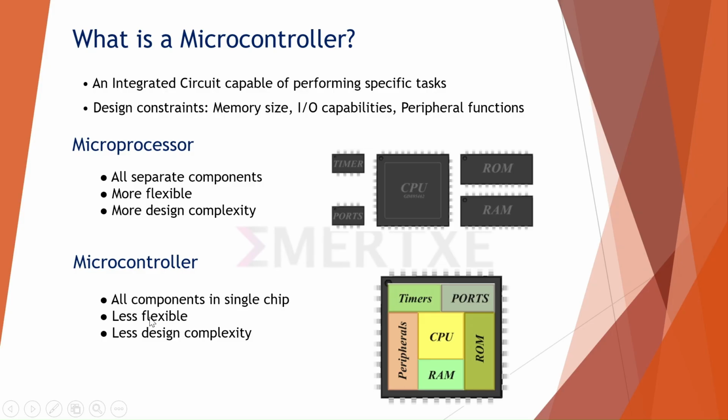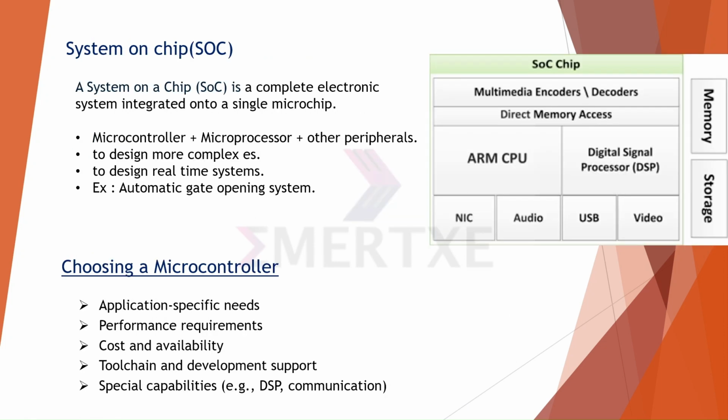There is a disadvantage that this is less flexible. Microprocessors, on the other hand, have an advantage that they are more flexible, but a disadvantage that they have design complexity. So here we see a microcontroller where CPU, RAM, ROM, port, timer, and peripherals are all integrated in a single chip.